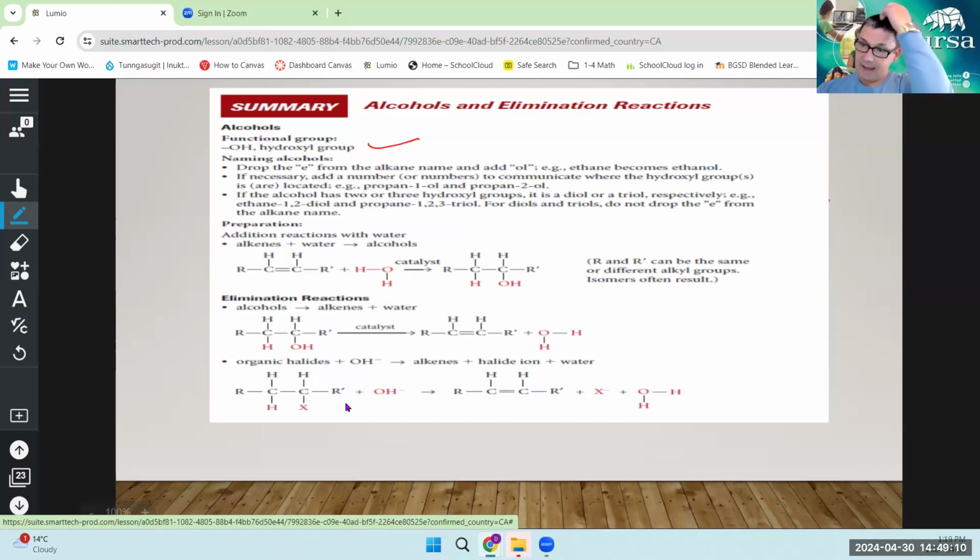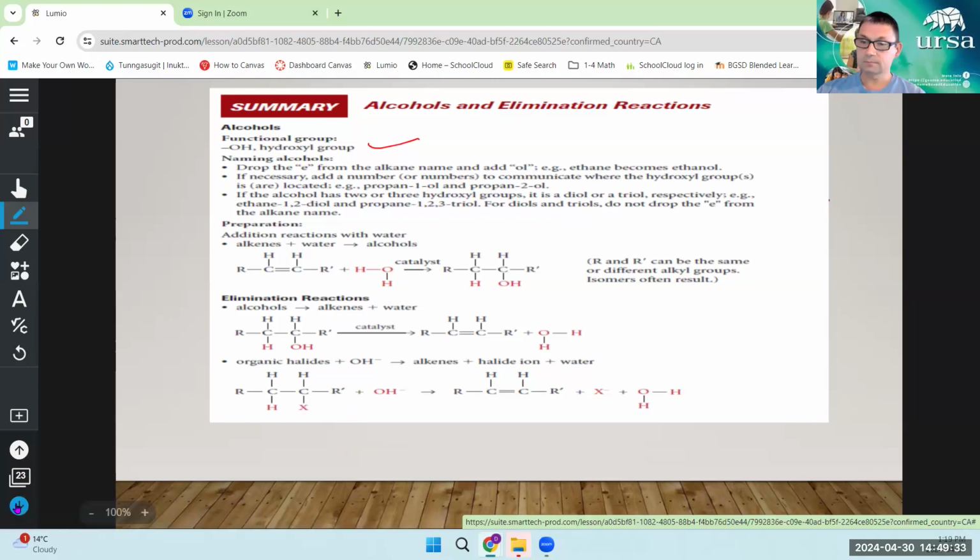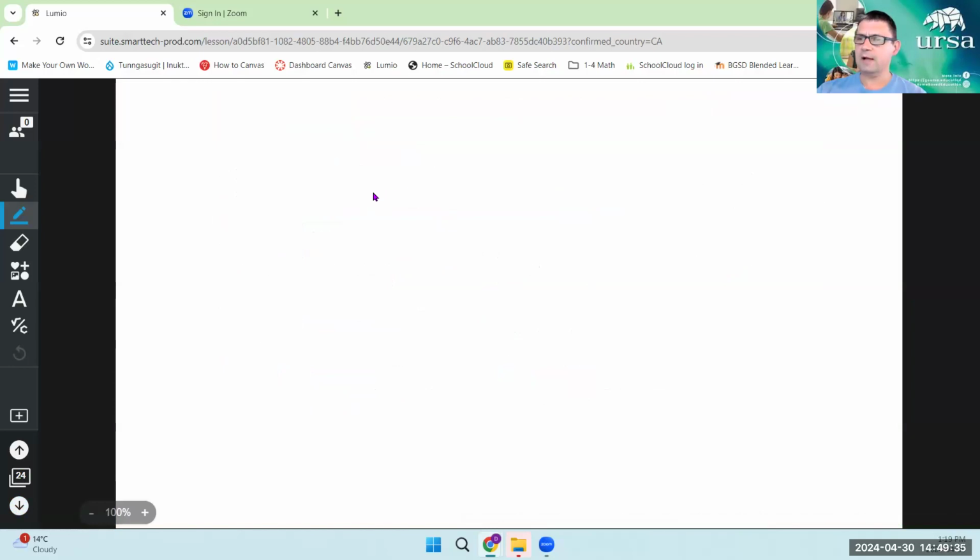Now, if you have an organic halide in a strong base, hydroxide, what happens is the double bond reforms, the halogen comes off, yielding water and the halide. We'll talk more about the reaction a little later.